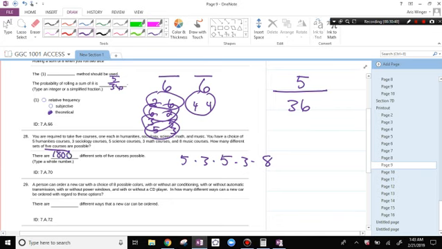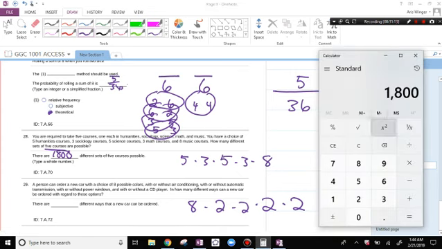A person can order a new car with a choice of 8 possible colors, with or without air conditioning, with or without an automatic transmission, with or without power windows, and with or without a CD player. How many different ways can a new car be ordered with regard to these options? Let's see what this turns out to be. Looks like it's 8 times 2 times 2 times 2 times 2, 128.